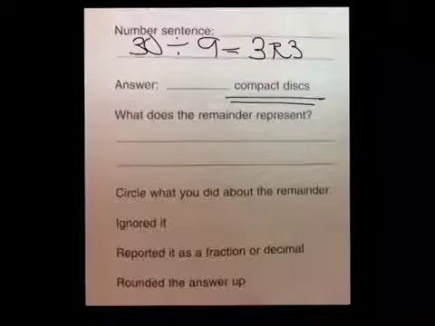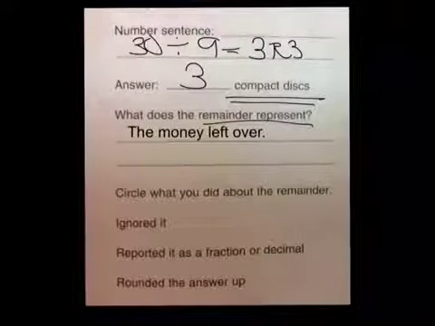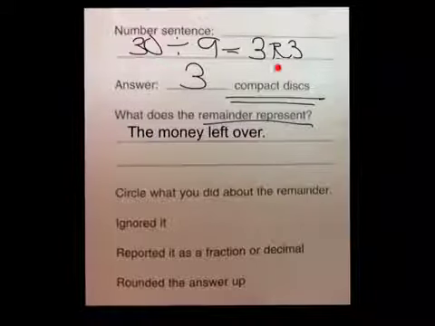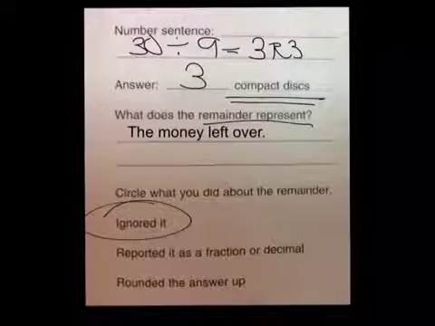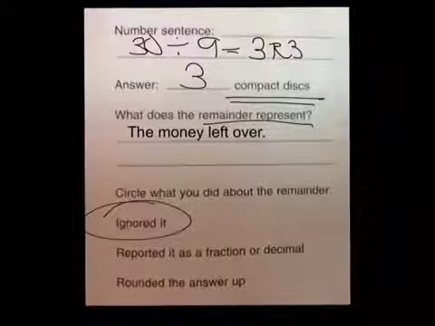Remember, always remember the question. We can buy 3 of them. That's what's important. What does the remainder represent? Well, it represents the money left over, which is really not important because it doesn't affect the amount of CDs I can buy. So what should I do with this remainder here? I simply ignored it. It's not important. Okay, let's look at number 2, and you can work on number 2 on your own after we look at it.